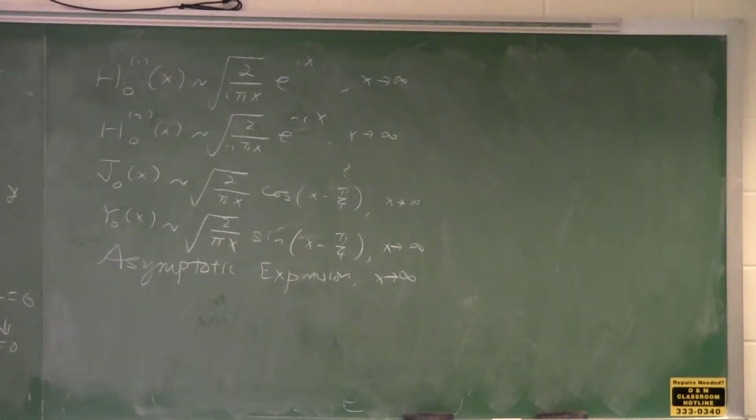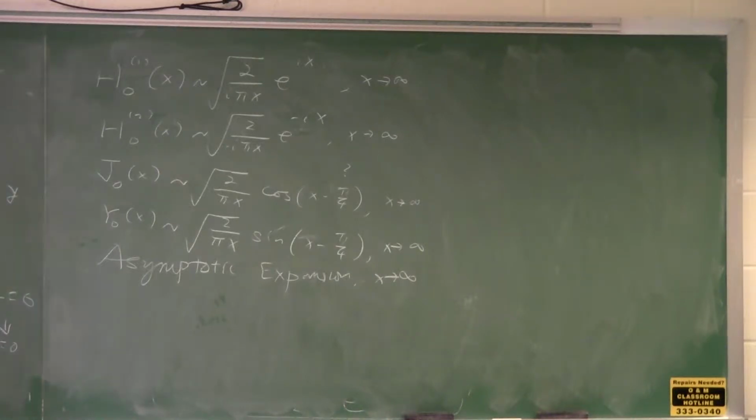Okay? The first one is an outgoing wave in this time convention. The second one is an incoming wave in this time convention. The third one is a standing wave. The fourth one is also a standing wave. Okay? So the third and the fourth have to be ruled out. The second one has to be ruled out because the physics is wrong. I have a line source, it has to produce an outgoing wave.